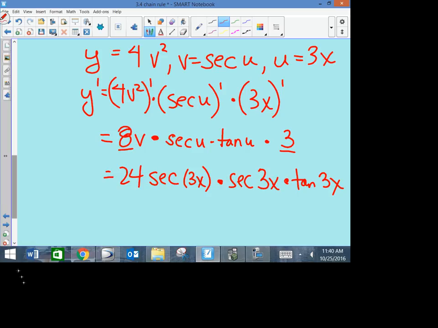V, here's V. I just need to write it out. Secant squared 3x. That would, yes.